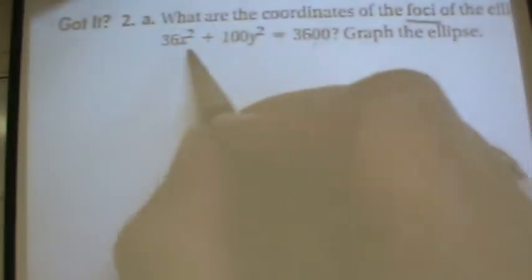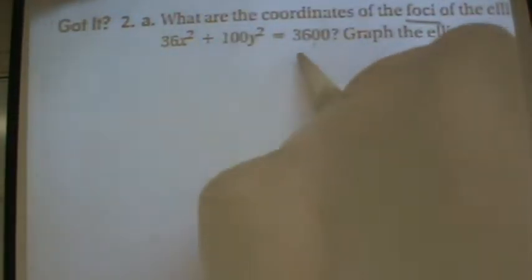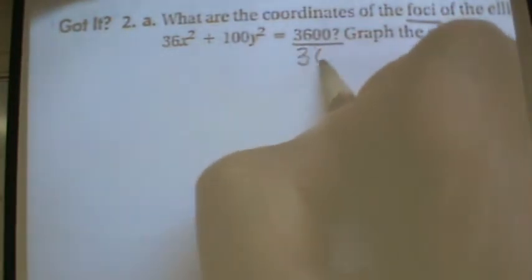Okay, you try the next one. What are the coordinates of the fixed point, the foci? That's your C value. So we have this equation right here. So what would be step 1? Divide by 3,600.